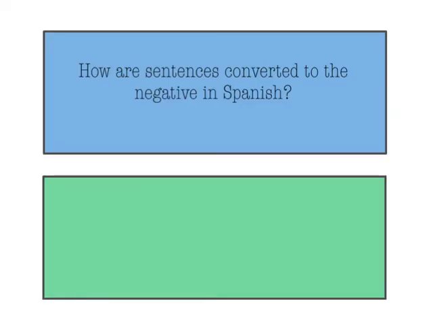So the question that we were hoping to answer today is how are sentences converted to the negative in Spanish? And you should have 4 things down on your notes right now. 1, that we usually put the word no in front of the verb or expression.